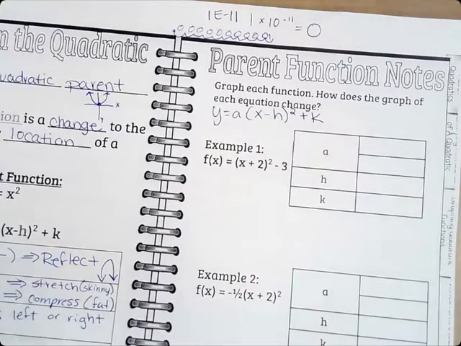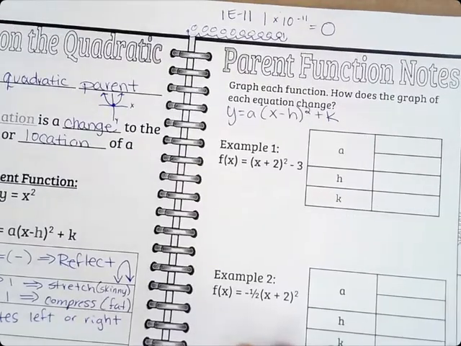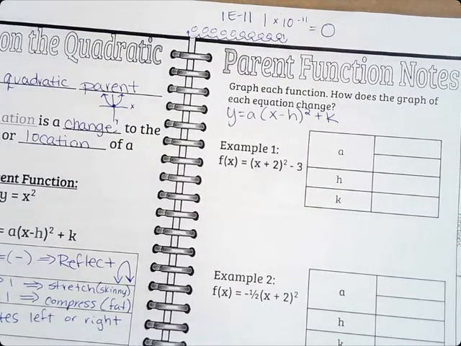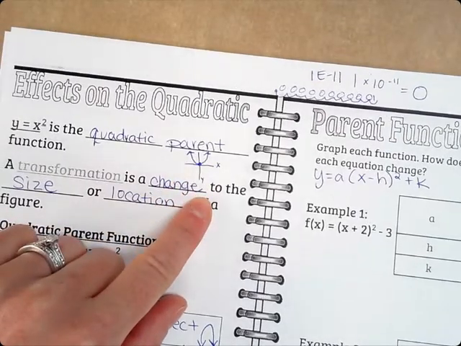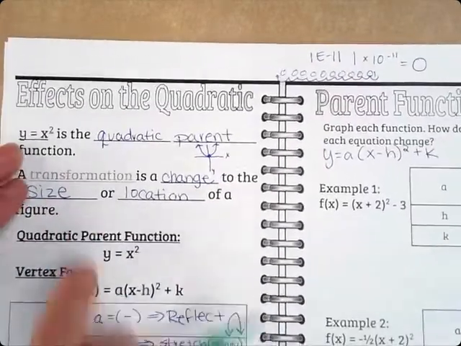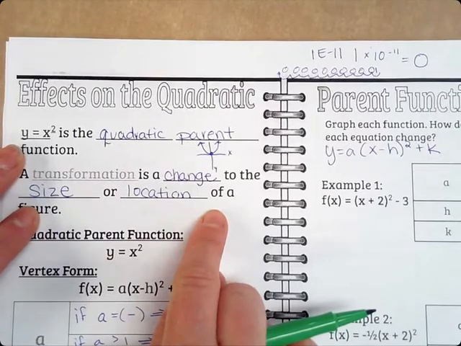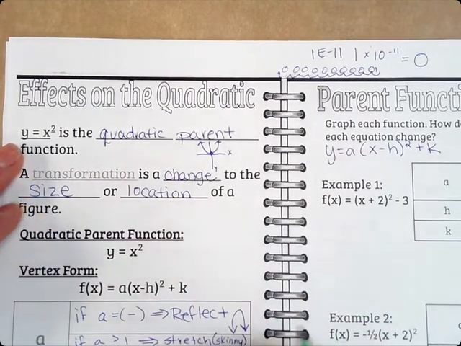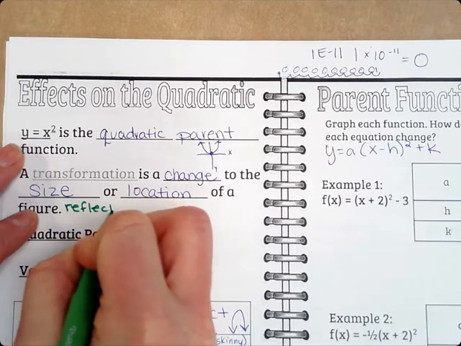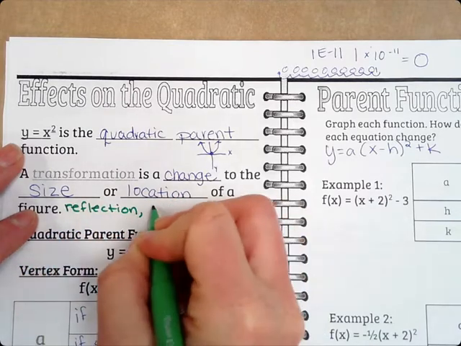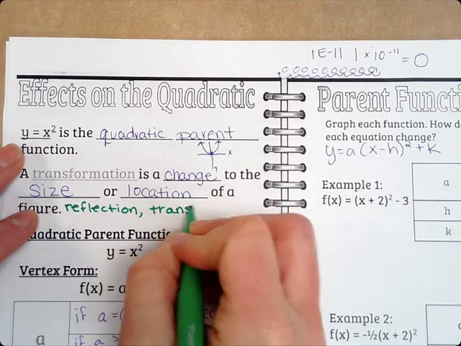Let's complete this packet that we did yesterday about transformations. So we looked at our parent function, which was through the origin. It's symmetrical on the y-axis. There are transformations. Down here, let's write what possible transformations can happen. So one of them is reflection. And then another one is translation.